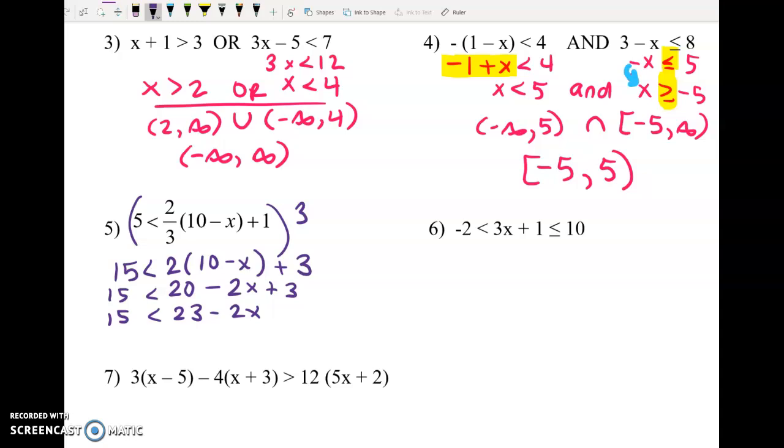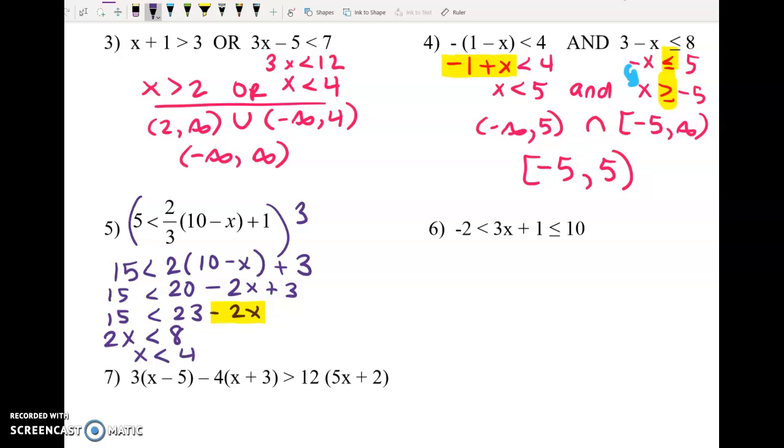I always look and see which side would make my x be positive, or you could always move your x to the left. It's a preference thing. So I'm going to move the 2x to the left, and I'm going to move 15 to the right, which is 8. So this one is x is less than 4.